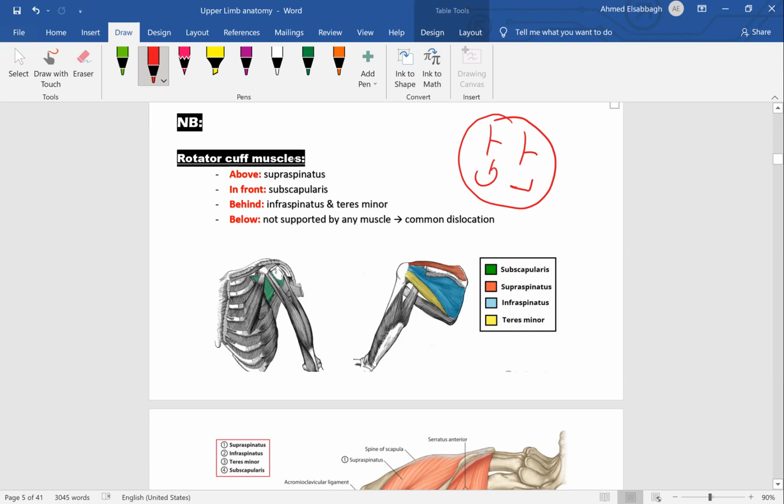The shoulder joint is supported from above by supraspinatus, from the anterior part by subscapularis, from behind by infraspinatus and teres minor, and it is not supported from below. So it is a common site of dislocation. Just know this about rotator cuff muscles, okay?